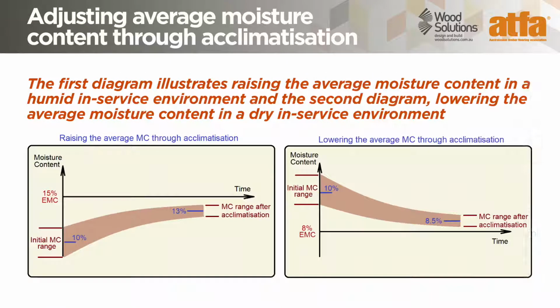The process is illustrated in these two graphs. On the left-hand axis, we have moisture content, and the horizontal axis is time. The first diagram illustrates raising the average moisture content through acclimatisation in a humid in-service environment from an average moisture content of 10% up to 13%. The second diagram shows a lowering of the average moisture content in a dry in-service environment from an average of 10% to 8.5%.